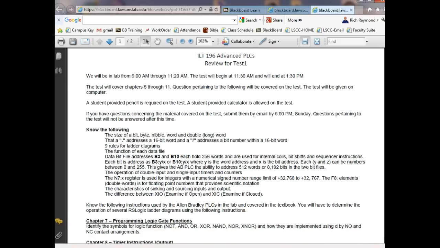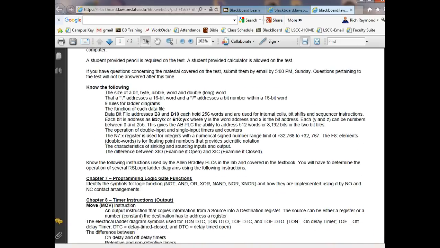So here's the actual review for the test. Of course, you've got to see what's on there. Hopefully y'all do okay. All the logic functions are going to be on there, all your timers. What's important in PLCs is a lot of people forget that this is electrical controls.